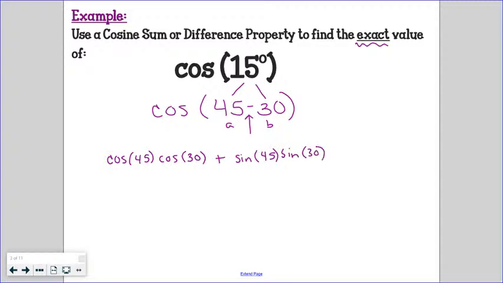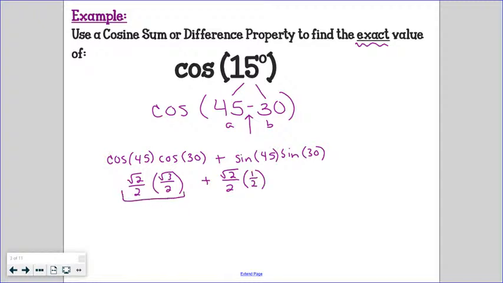And then we just go through, and it's basically like giving me 4 questions from a gateway. So cosine of 45 degrees is square root of 2 over 2. Cosine of 30 degrees is the square root of 3 over 2. Sine of 45 degrees is the square root of 2 over 2. And sine of 30 degrees is 1/2.